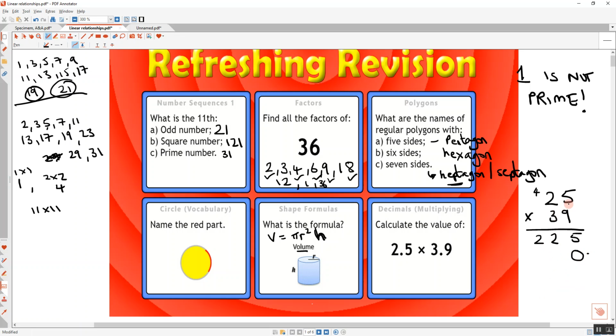And then we have to do our 3 times 5, which is 15. Carry the 1. 3 2s are 6. Add the 1 is 7. Add them together. Now, where people make the mistake is, where do you put the decimal point?